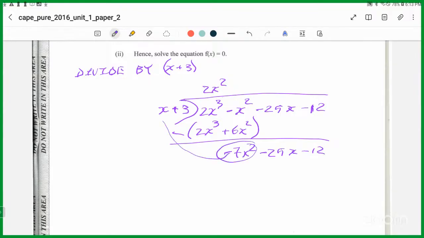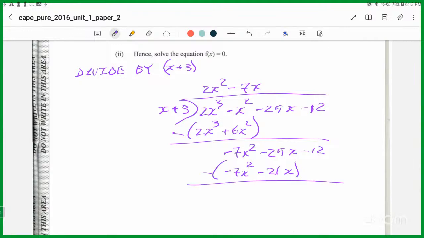This divided by this x now gives me negative 7x. Negative 7x times these is negative 7x squared, and this times this is minus 21x. Then you're subtracting again. When we subtract, this one becomes a plus, so it's like plus 21x minus 25x. 21 minus 25 is negative 4. So I get negative 4x minus 12.